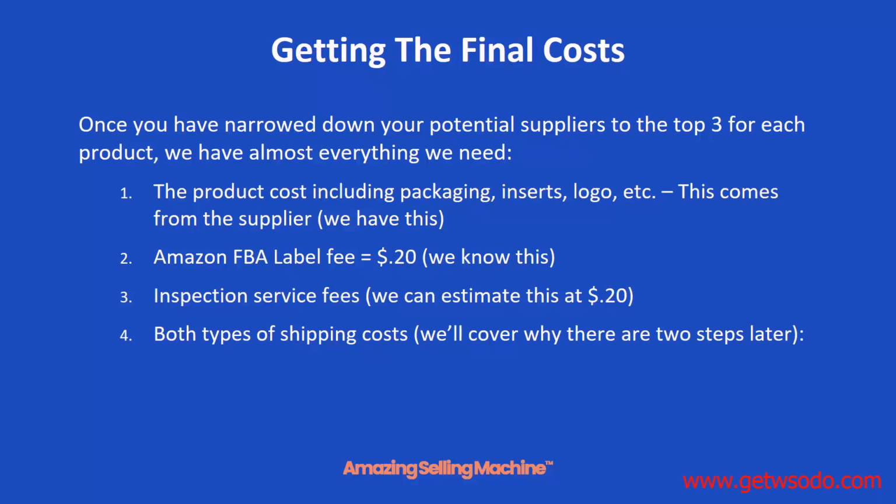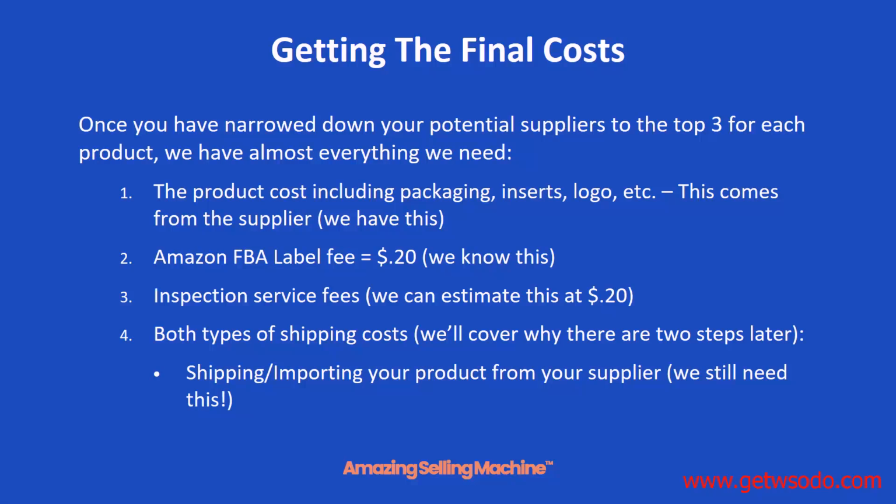And there's 2 different types of shipping costs, and we'll go over why there's 2 in a later lesson. The first one is what it actually costs to import your product from your supplier. That's getting it manufactured and then shipped to your house, or to your freight forwarder's warehouse, or to an inspection service. We recommend first, before you have your product sent straight from the supplier to Amazon, it goes somewhere else, especially for your very first order, to make sure that you or someone you trust can inspect the products to make sure that everything is fine.